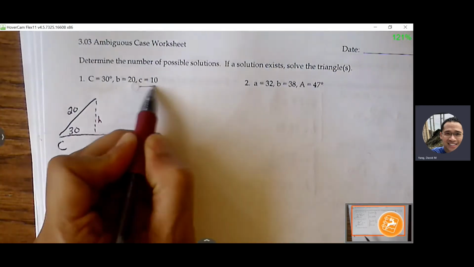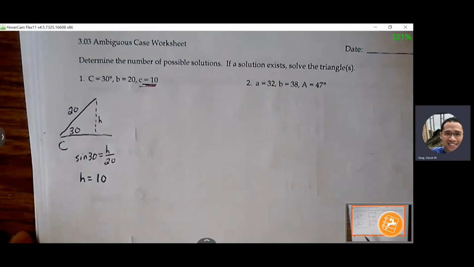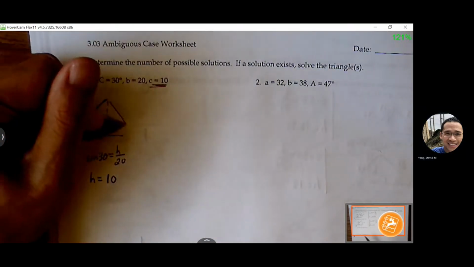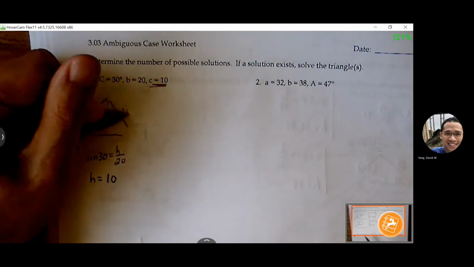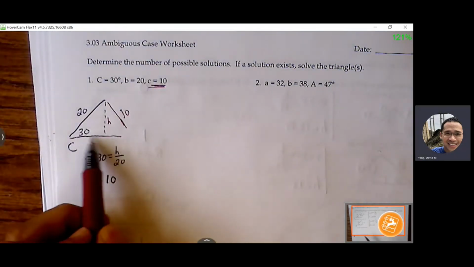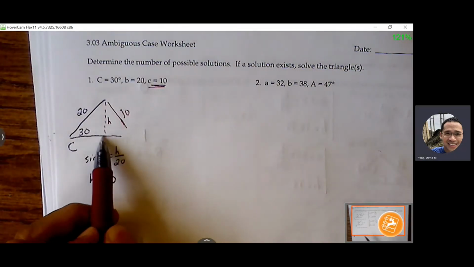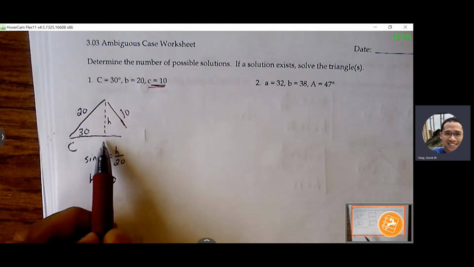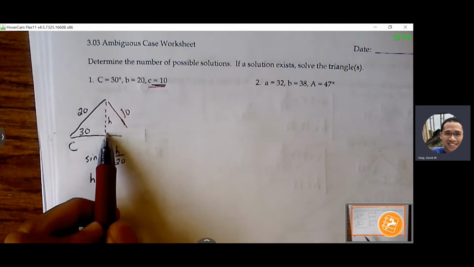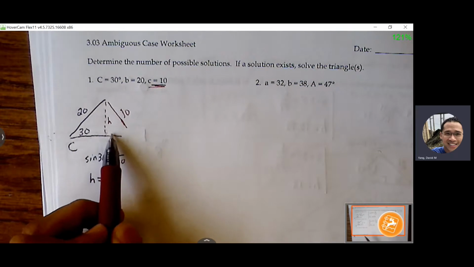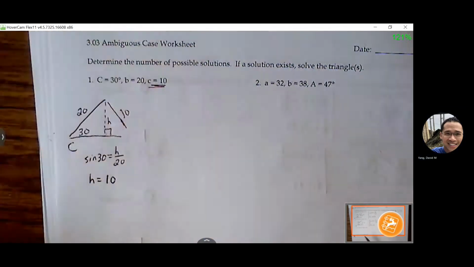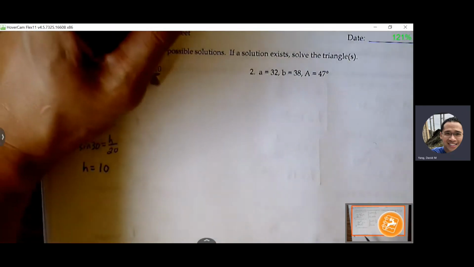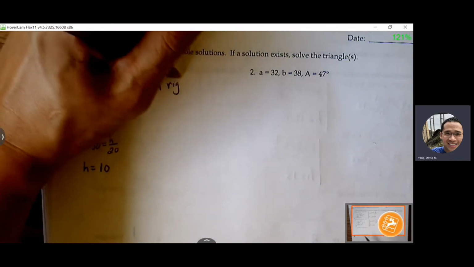All right, what can we conclude? Yeah, it has to be a right triangle, right? That C equals 10. The only chance that it's going to be able to link up with the other side is if it's right here, right? Any other location is going to be too short. So it's going to have to land right at that height, at that vertical, forming a perpendicular angle. So we can say this is guaranteed to be only one triangle, and it has to be a right triangle.